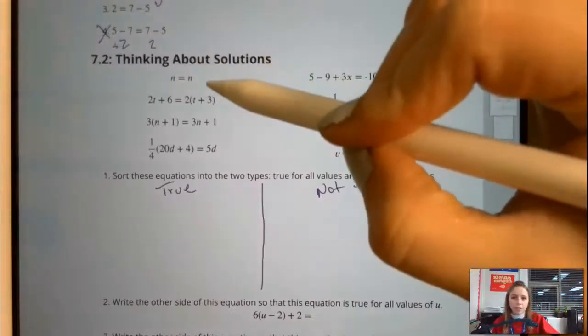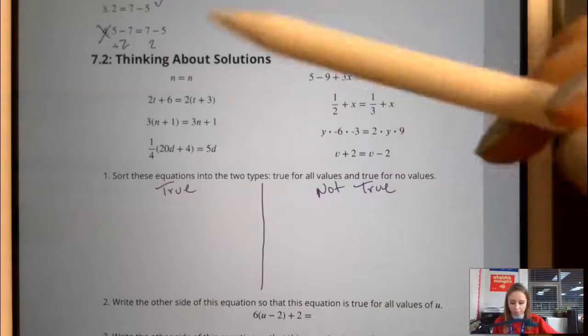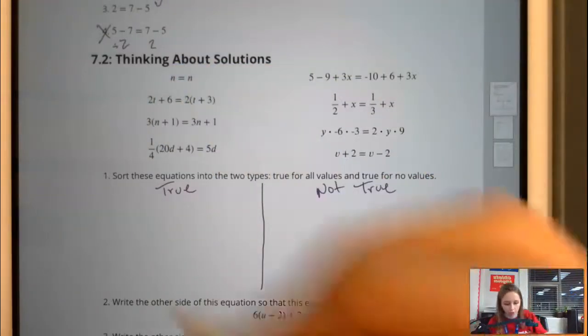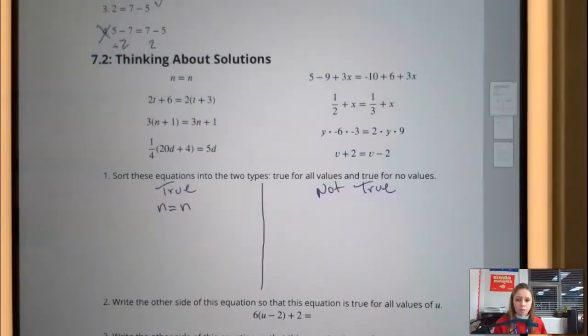So this first one here, n equals n. Well, that is a true statement. We could plug in 20 for n, and 20 does equal 20. So n equals n is a true statement there. So true for all values.